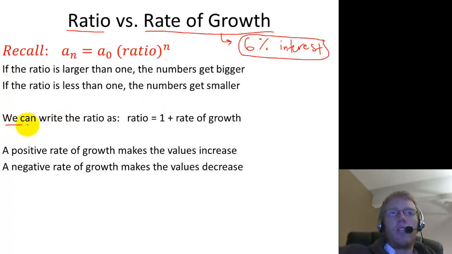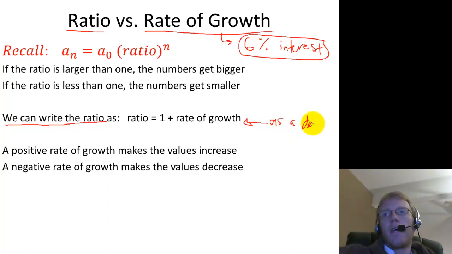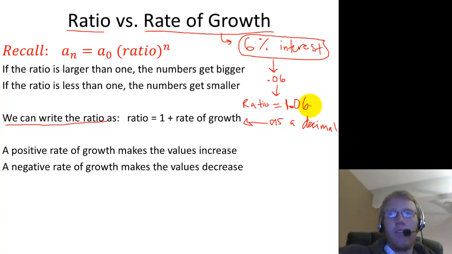And so the way that we can write the ratio, we can write the ratio as 1 plus your rate of growth. So you need to convert the rate of growth to a decimal, and then add 1 to it. And that will give you your ratio. So 6% interest, if you convert 6% to a decimal, it's 0.06. And so your ratio is 1.06. So the 1 represents what you already had, and the 0.06 represents how much you've added or gained on top of that.